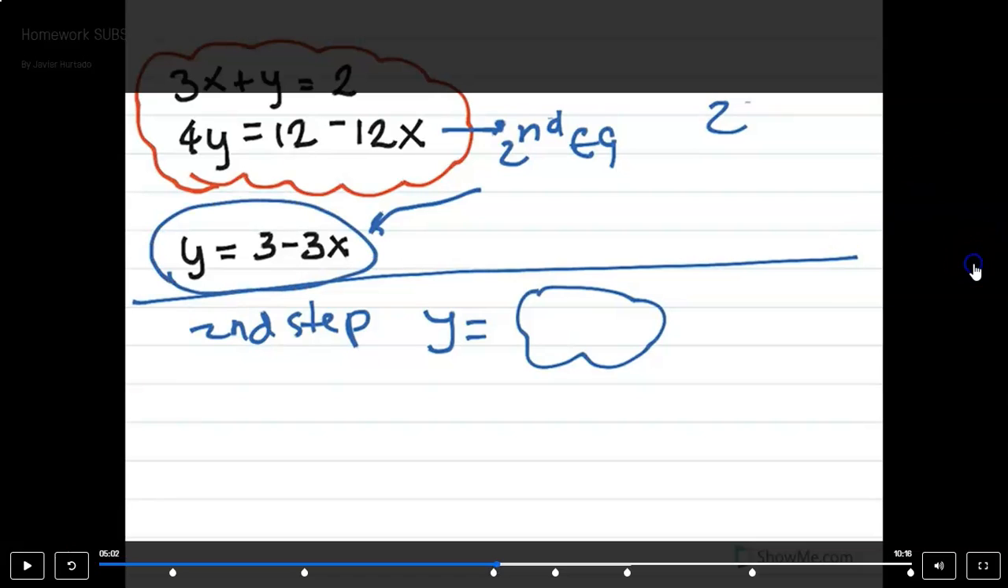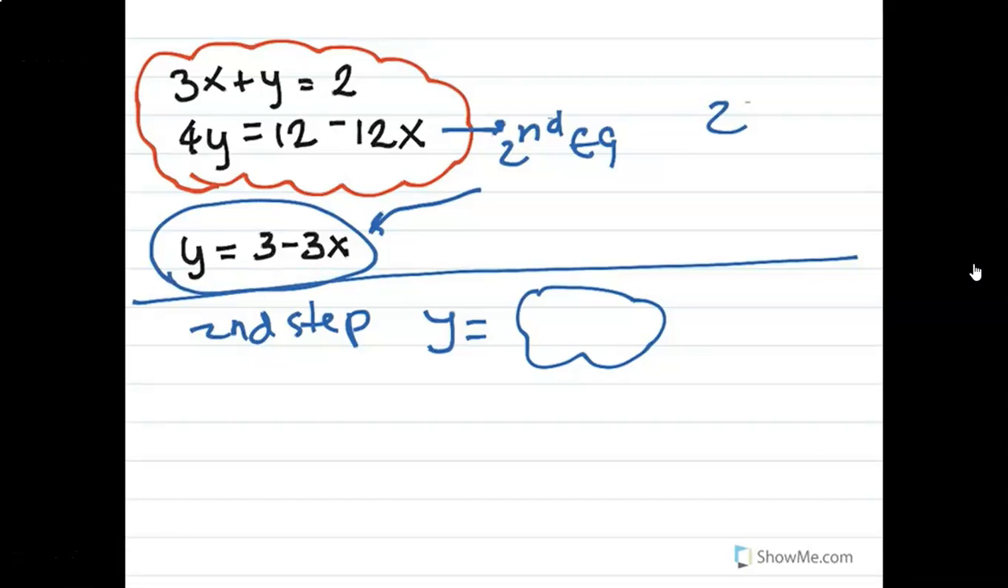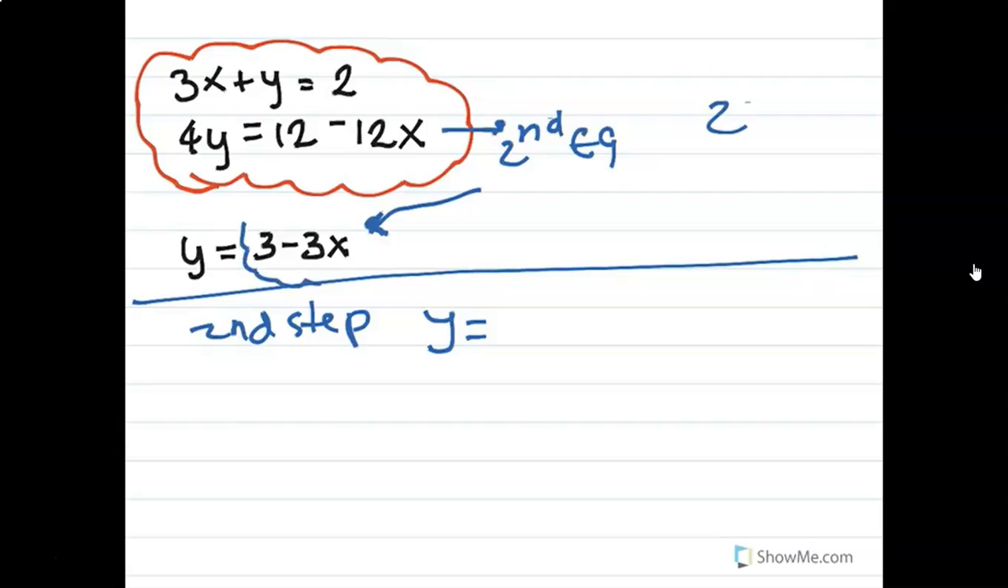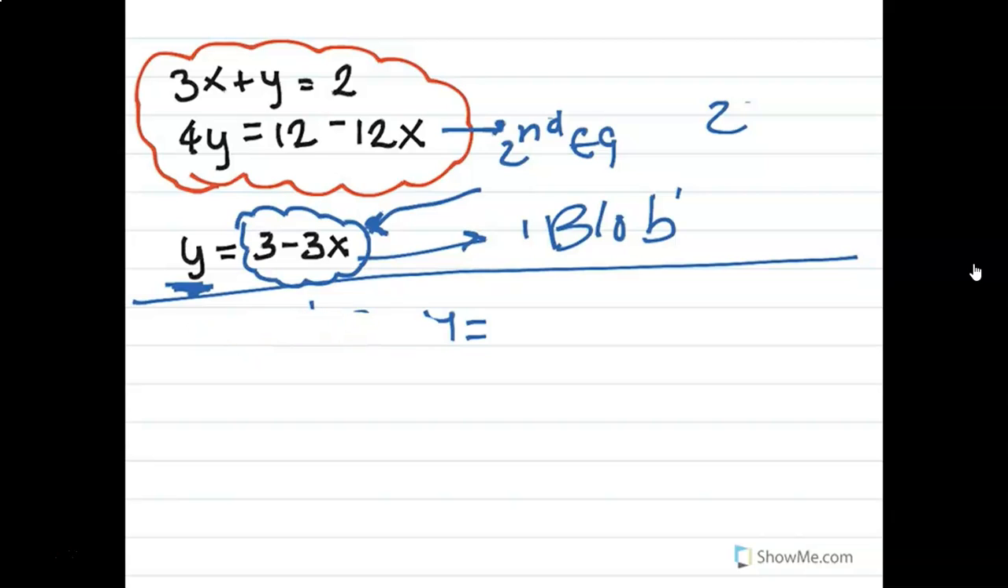I have my equation, y equals something here. So according to the method to solve equations by substitution, I need to circle what is on the right side of the equal sign when I have an equation solved for one variable. And this is going to be my blob for this exercise. So this is my second step.